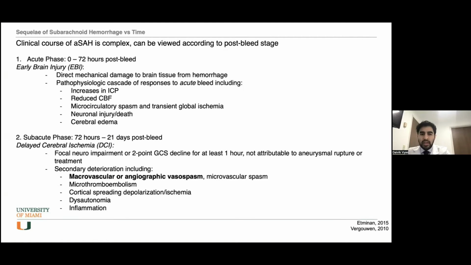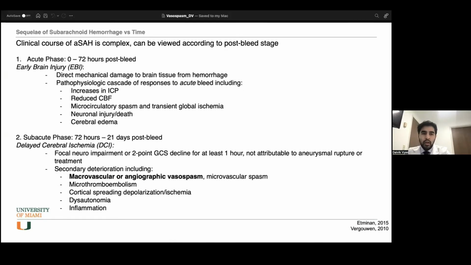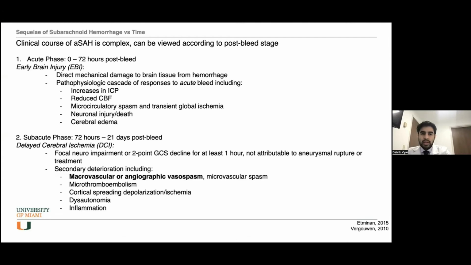It occurs from direct mechanical damage to brain tissue from the hemorrhage itself, but also the immediate pathophysiologic cascade that's responding to the acute bleed. So this includes things such as increases in ICP, reductions in cerebral blood flow, microcirculatory spasm and global ischemia, as well as neural injury, hydrocephalus, and cerebral edema. But the subacute phase is what we now clinically always refer to as vasospasm. And this is increasingly termed delayed cerebral ischemia because it's an entity that includes clinical phenomena beyond vasospasm itself. In this case, this happens anywhere from 72 hours to 3 weeks post-hemorrhage.